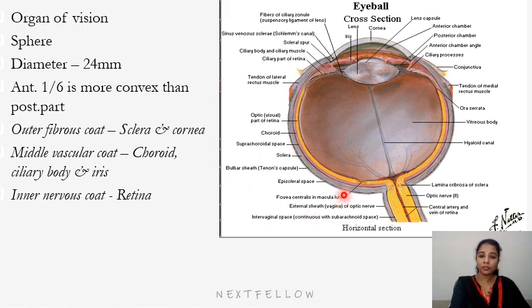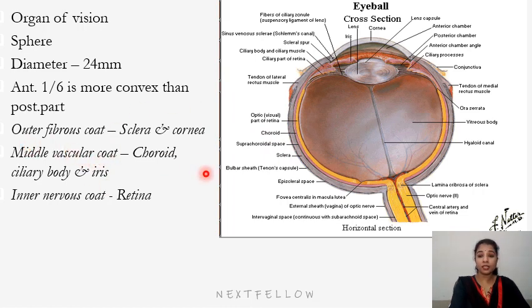So the outer fibrous coat, posterior 5/6 is made up of sclera, anterior 1/6 is made up of cornea. Cornea is a transparent sheet, whereas the sclera is an opaque membrane and it is very tough. And all the recti muscles insert into the sclera.